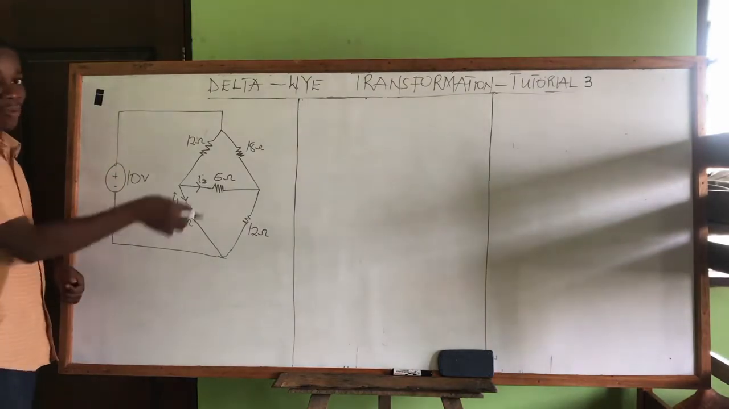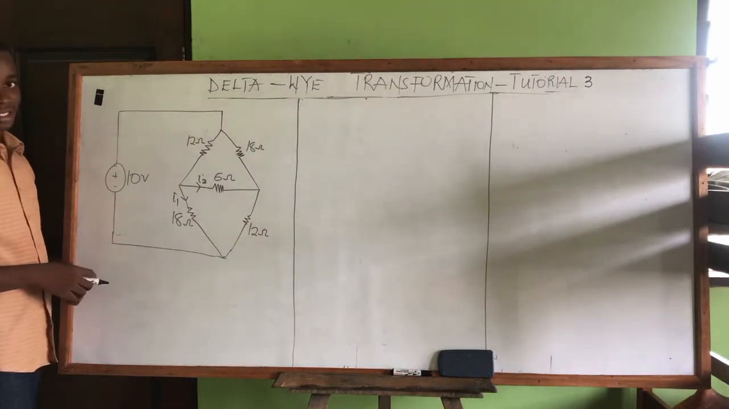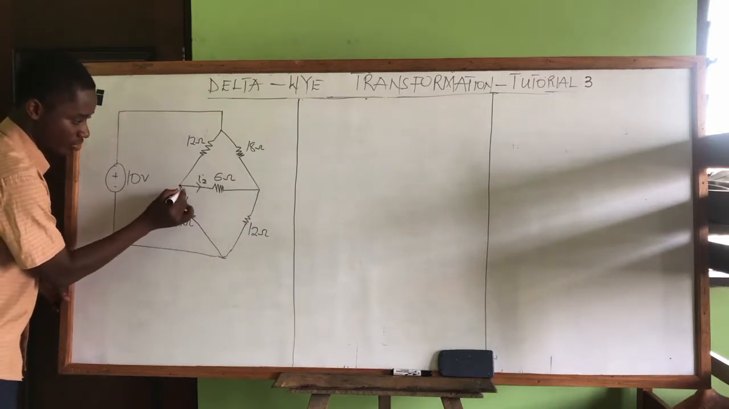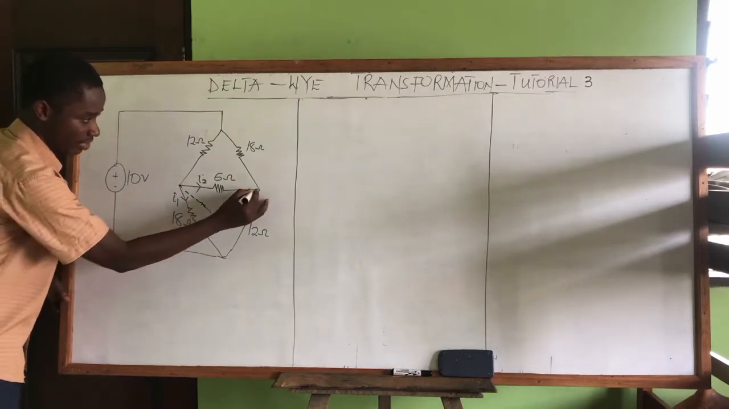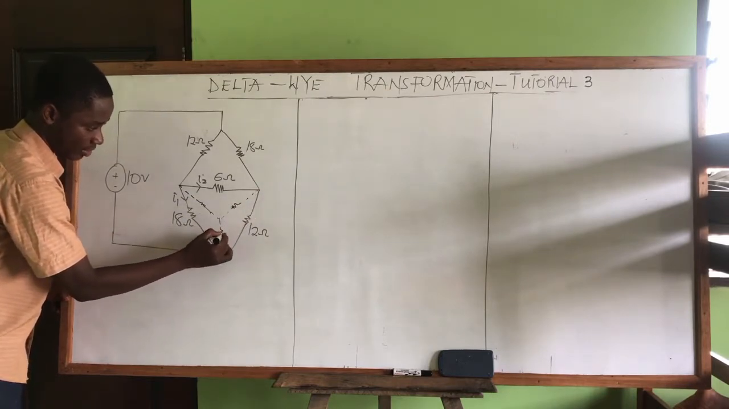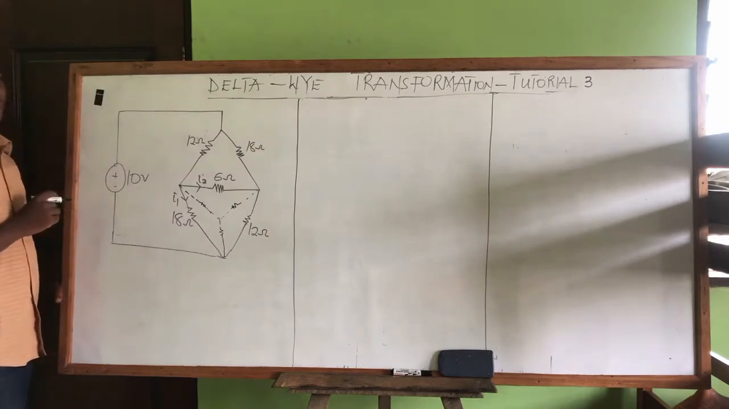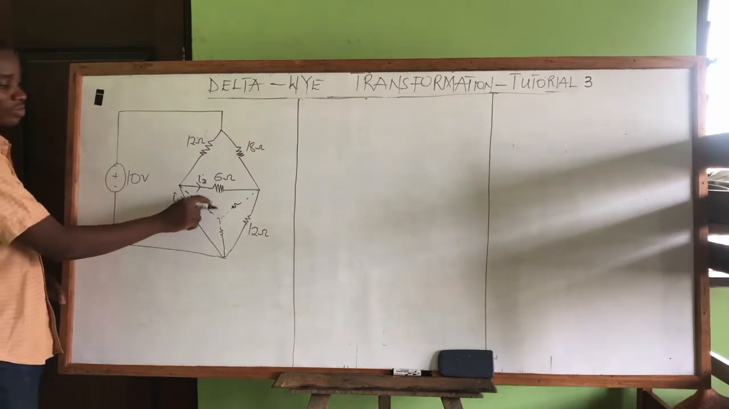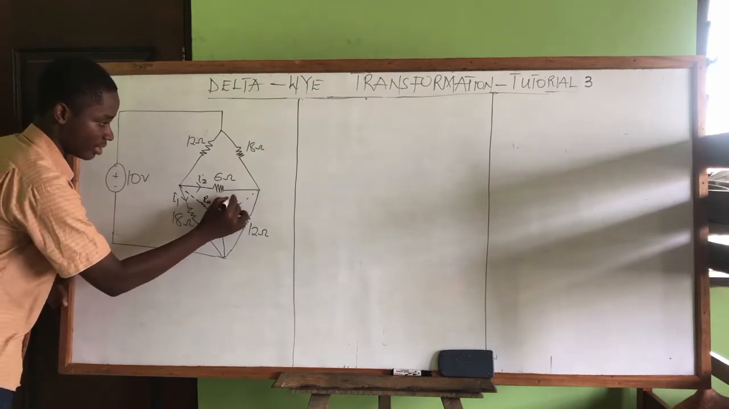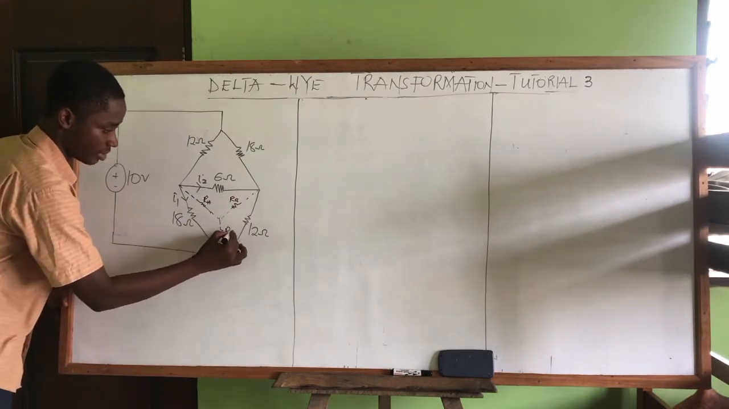I'm now going to draw the Y inside the circuit. So let's say we are changing this one down here. Our Y is going to look like this. Just draw your Y inside our delta. So let's get the values of this Y network. Let's call this one RA, this is RB, and this is RC.